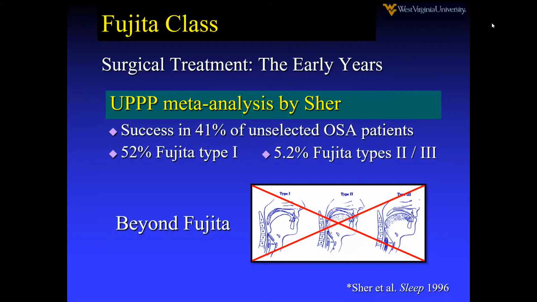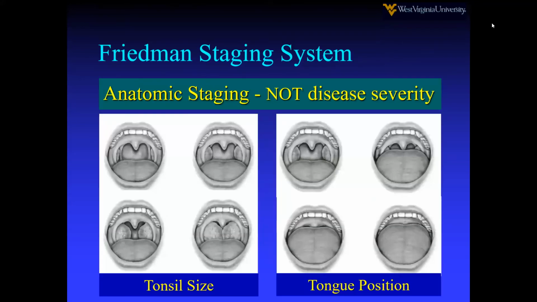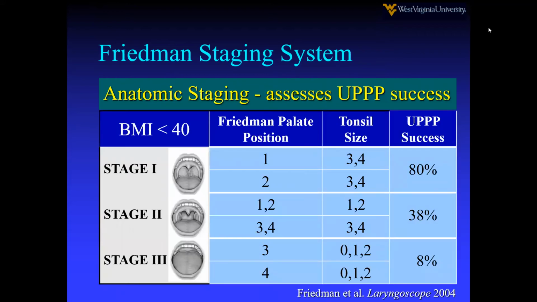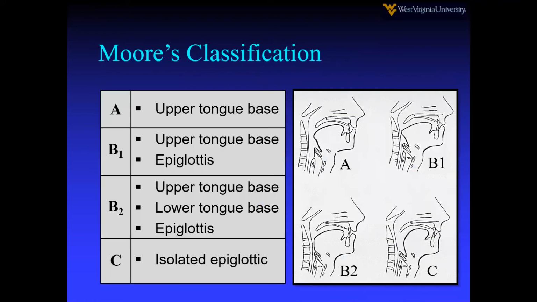And currently, it's pretty close. Friedman, again, looked at tonsil size and tongue position, grading the tonsils 1 plus to 4 plus, and then the Friedman tongue position 1 to 4. And so he staged it. BMI less than 40. He classified stage 4 as BMI greater than 40. So if you have big tonsils and a small tongue, UPPP success is 80%. Stage 3, big tongue, small tonsils, 8%. So not too different from Sher's 1996 paper.